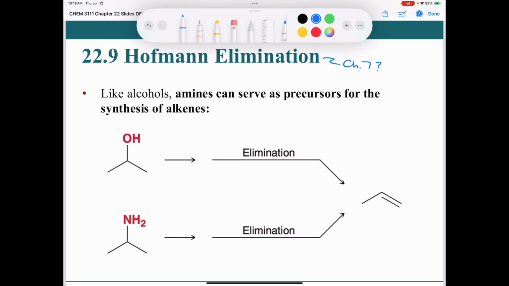So you might remember that earlier on we talked about how we do an elimination with an alcohol. We could convert it into a tosylate using tosyl chloride and pyridine, and then we could treat that with a base, and we would generate an alkene. And so now we're going to do something similar with an amine, where we're going to take the amino group, which is a very poor leaving group, and convert it into a good leaving group, and that will enable us to do an elimination, and we're going to see that we're going to get Hofmann products predominantly.